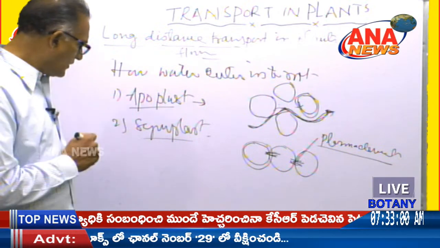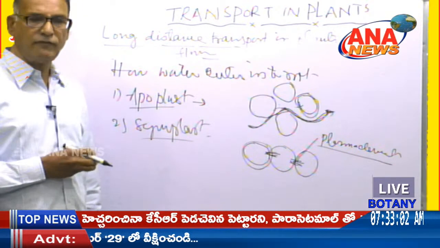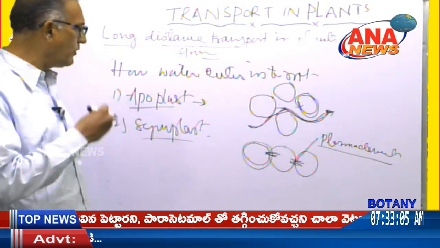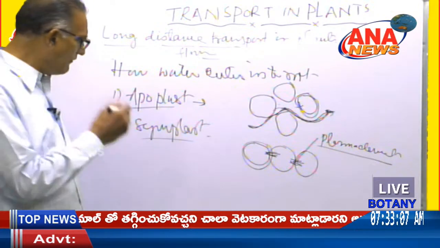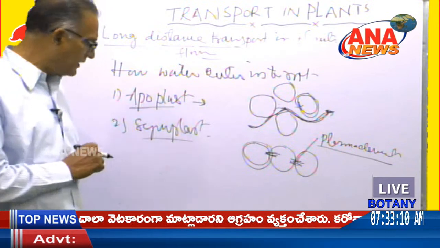Now the symplast system, the other type of process of the entry of water into the root. It is a living system. Apoplast is a non-living system. Symplast is a living system.